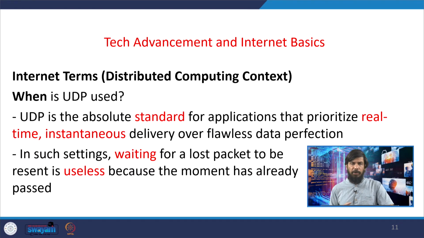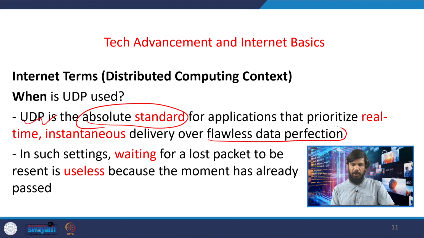After discussing all this, you must have already understood when UDP can be used. UDP has become sort of an absolute standard for applications that prioritize real time instantaneous delivery over flawless data perfection. The applications which are not looking for flawless data perfection, and are rather prioritizing real time instantaneous delivery, for those applications UDP is the absolute standard and the preferred approach.